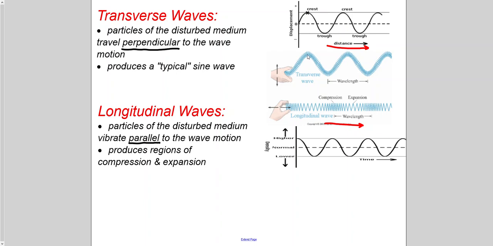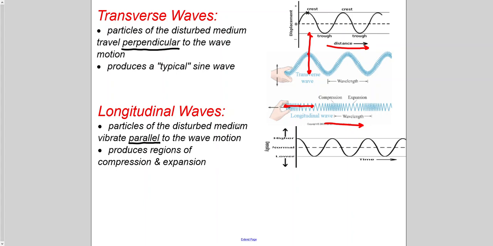So in here we have springs. This part of the spring is going down and up. In this case, the medium or the spring is vibrating up and down, but the wave is moving left to right. So that means they are perpendicular. In a longitudinal wave, if I pulled this slinky back and then pushed it forward, we would find that the parts of the spring go back and forward. So in this case, the particles are moving parallel to the direction of the wave. That's the big difference between transverse and longitudinal.